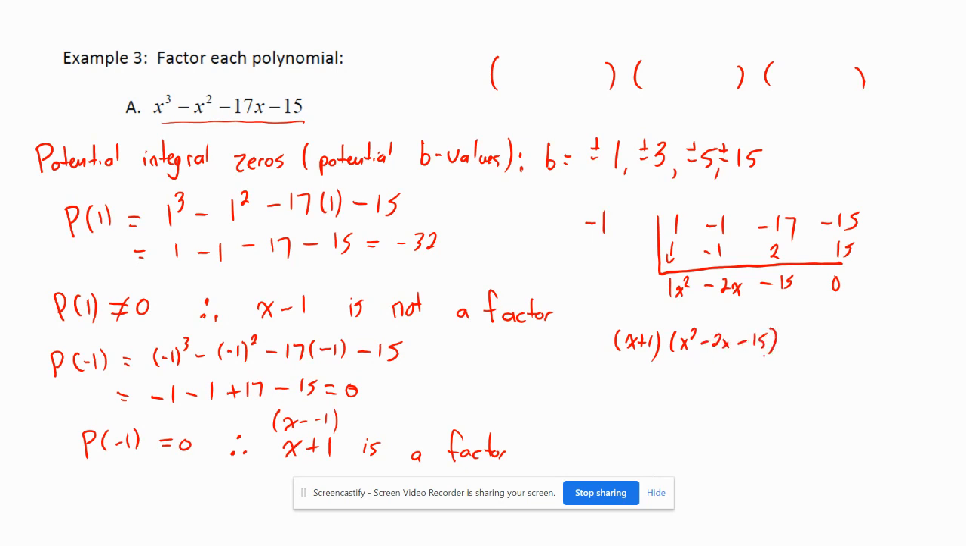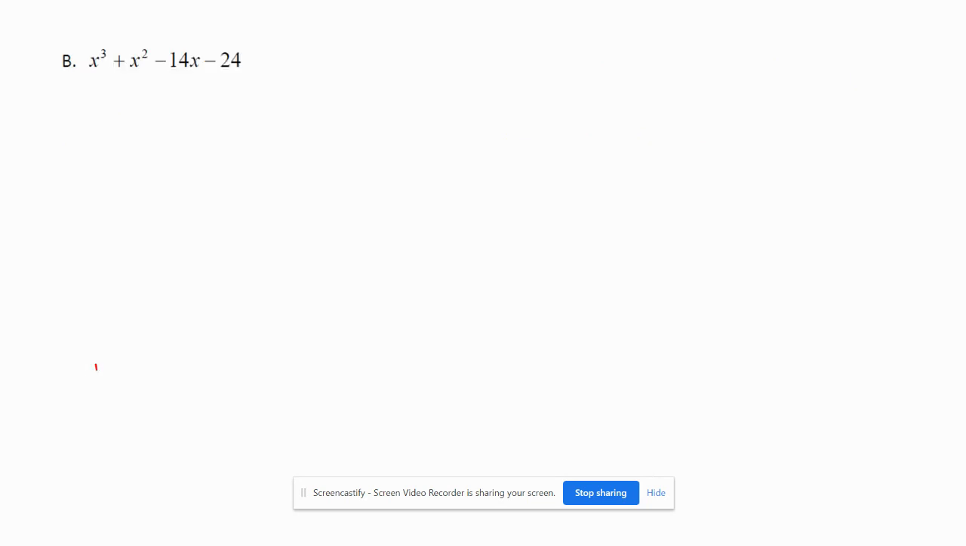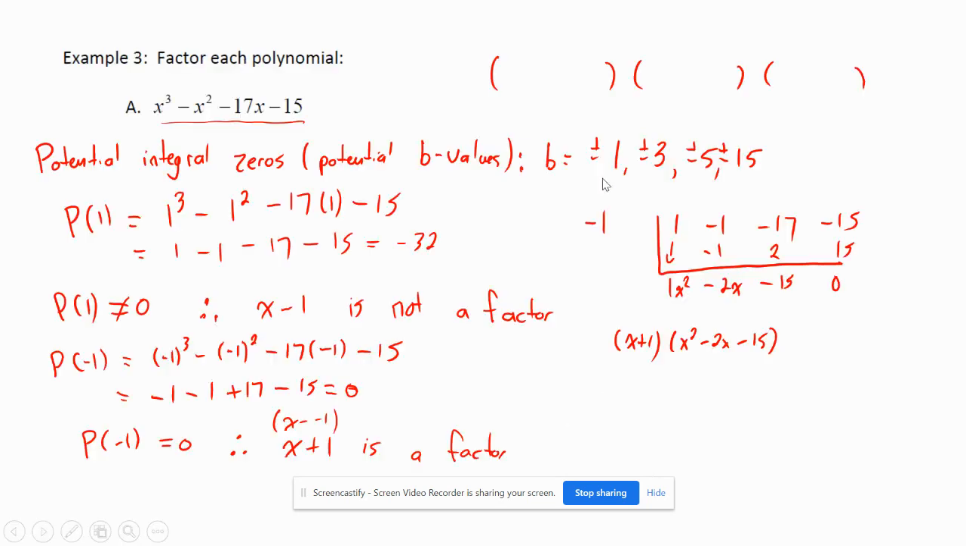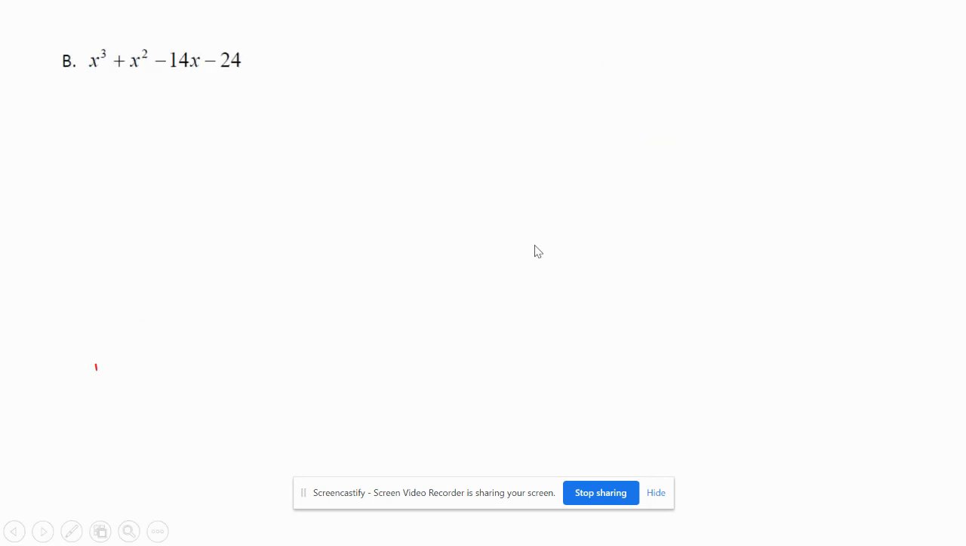Okay, I can factor this. This is now just a quadratic factor, so I can factor it further. If I have x plus 1, then this factors to x minus 5, x plus 3. So this would be my full factored version of this polynomial. Okay, next example.